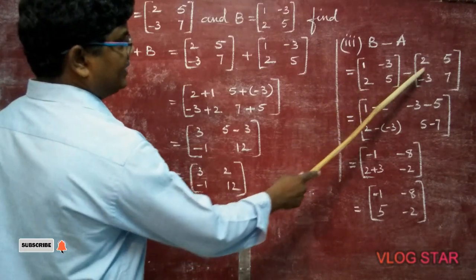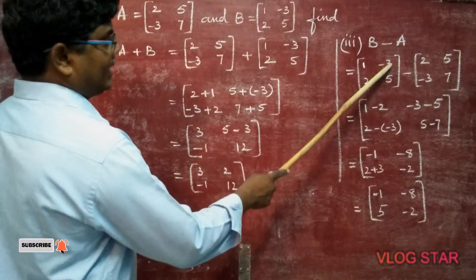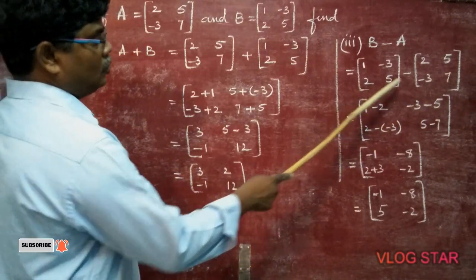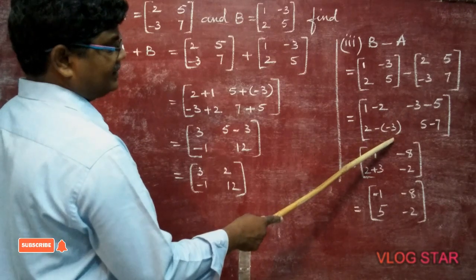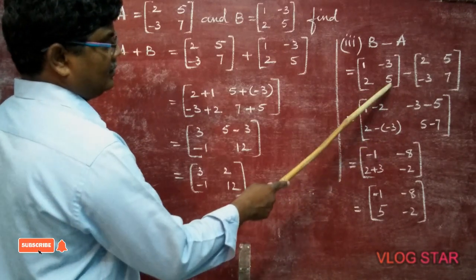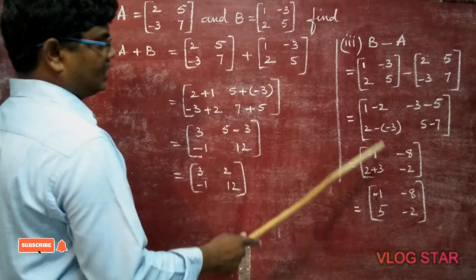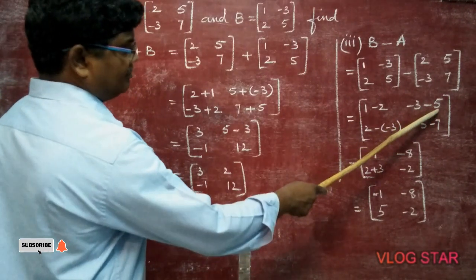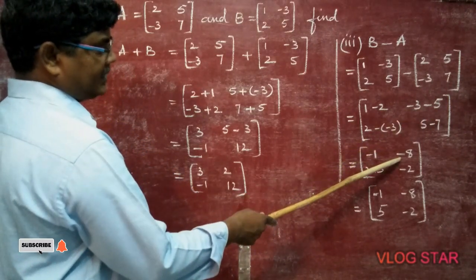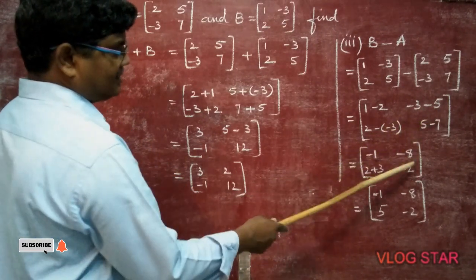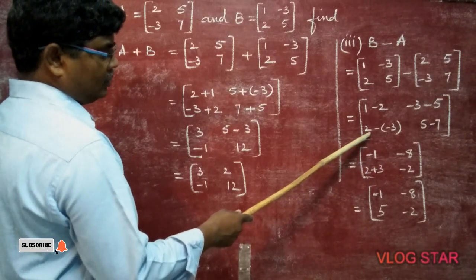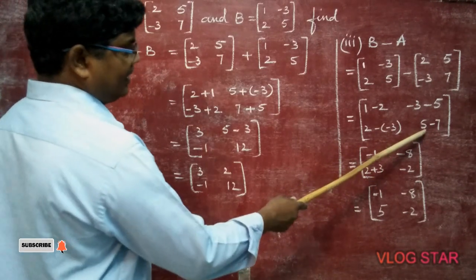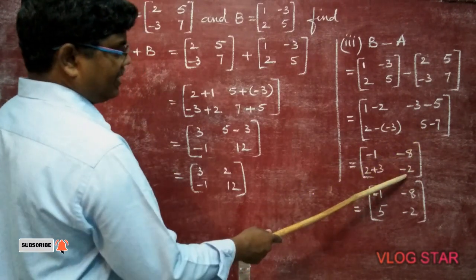Now 1 minus 2 for the first element, minus 3 minus 5 for the second one, then the third, 2 minus of minus 3. You have to keep the bracket, compulsory. Then 5 minus 7. Now 1 minus 2 is minus 1. Signs are the same, so we add and put the same sign. Minus 3 minus 5 is minus 8. Here 2 minus into minus is plus, 2 plus 3, and here 5 minus 7 is minus 2.